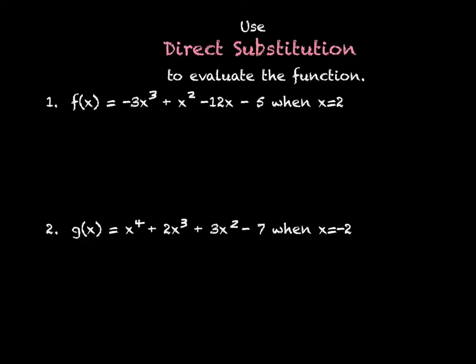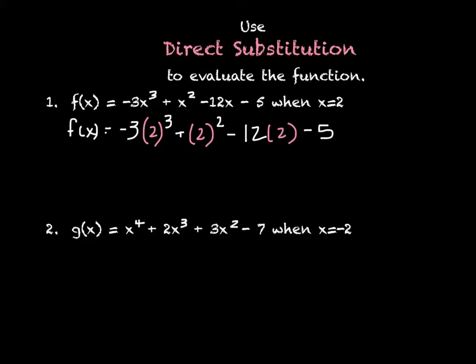So now what we're going to do is we're just going to evaluate the function, and what that means is I'm going to give you an x and you're going to evaluate it, which means what point does x equal to? What is the ordered pair that goes with it? So what you're used to is direct substitution. So in this case, my function equals -3. I'm going to plug in 2 cubed plus, I'm going to plug in 2 squared minus 12, plug in 2 minus 5.